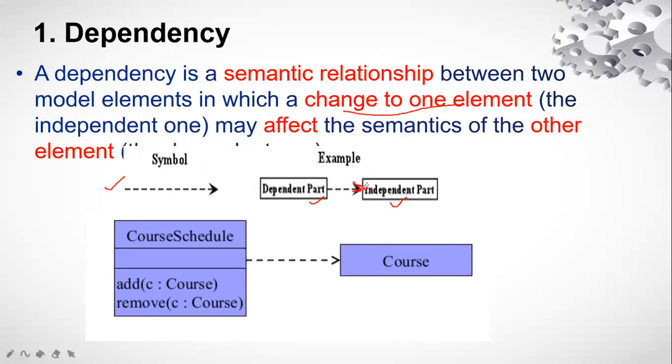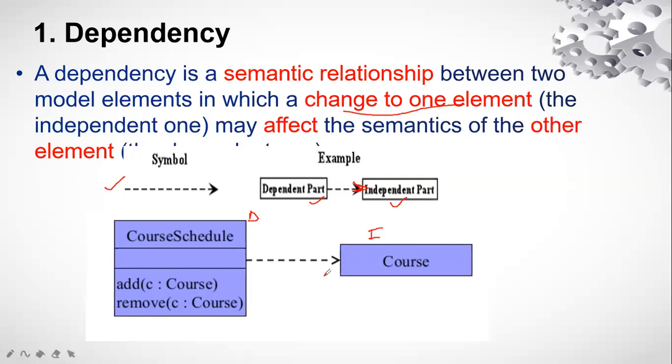You have to give the arrow to the independent part, not to the dependent, and it is given with the dashed line. Now you see there are two classes which are defined as course and course schedule. Now dependent is the course schedule and course is the independent one. So that is why the arrow is here. Whatever changes are made in the course will be seen over here. This is going to affect out here. So that is what the dependency is showing.